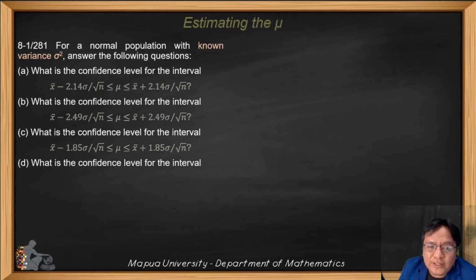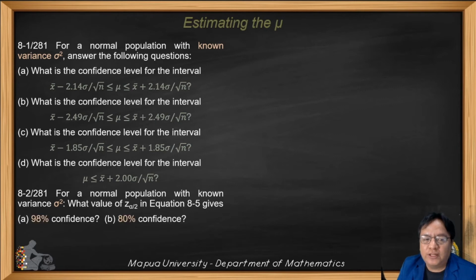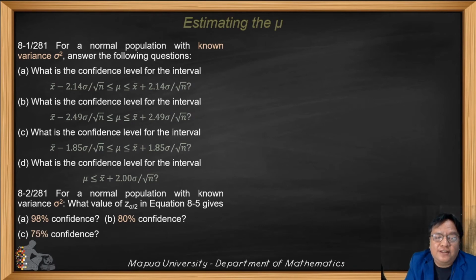Next, what is the confidence level for the interval mu less than or equal to x bar plus 2 sigma over square root of n? So the upper confidence bound is having a z value of 2. Now, for a normal population with known variance, what value of z alpha over 2 in the equation gives 98% confidence, 80% confidence, and 75% confidence?